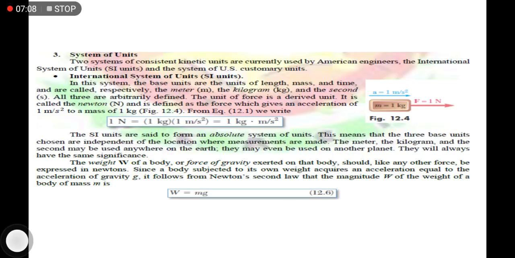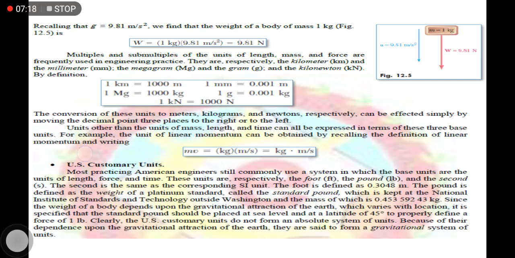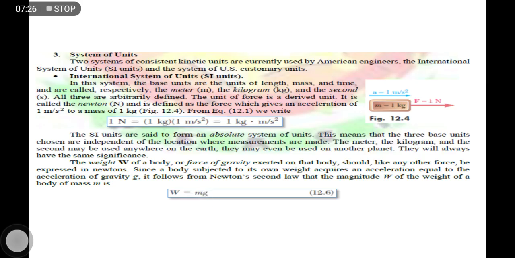Now, number 3, we have the system of units. For the system of units, we have two classifications: either the international system of units, or the US customary units, also called the English units. The international system of units is basically what we use and are familiar with.